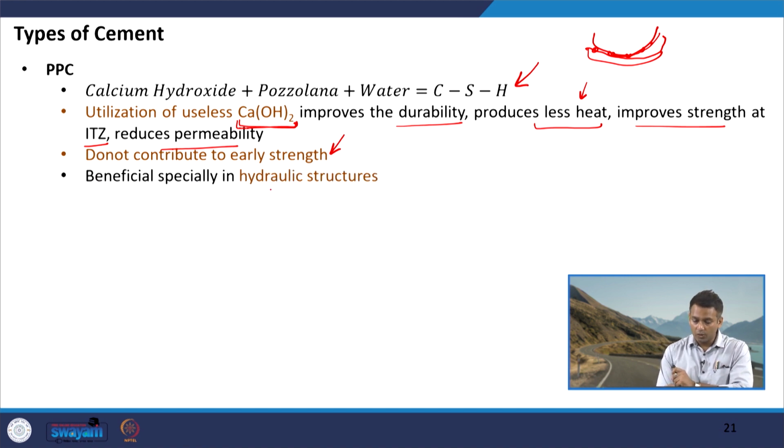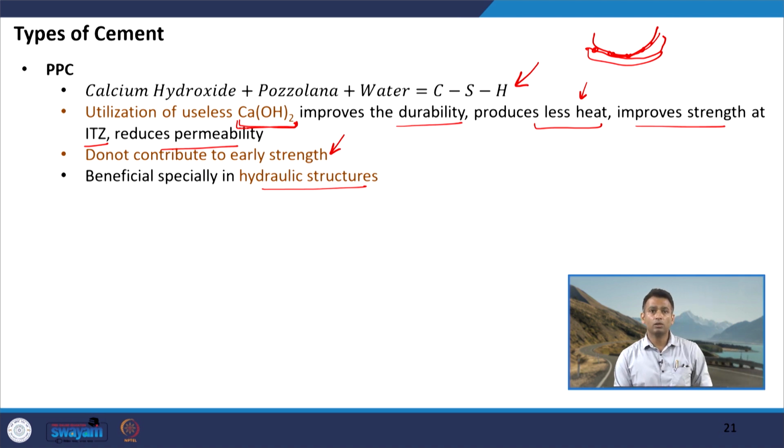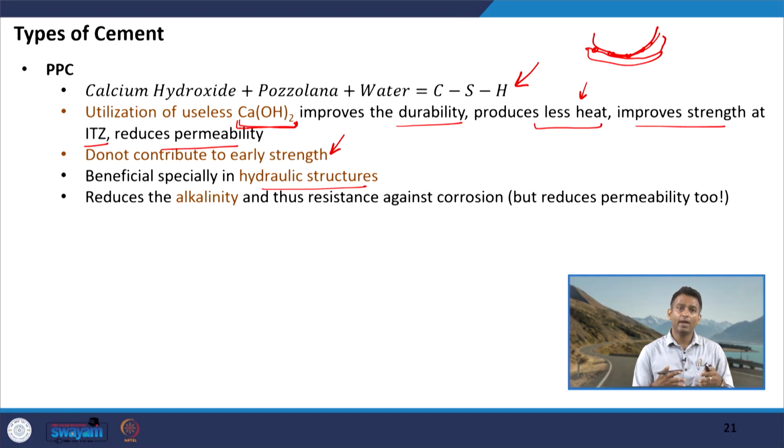It is especially beneficial in hydraulic structures because calcium hydroxide is responsible for the sulfate attack, because it reacts with sulfate and then it will react with C3A and C4AF to further generate ettringite, which causes failure in the structure. However, if you remember, in the last class we discussed that one small benefit of calcium hydroxide is that it increases the alkalinity in the mix. So, this alkalinity will help in resistance towards corrosion.